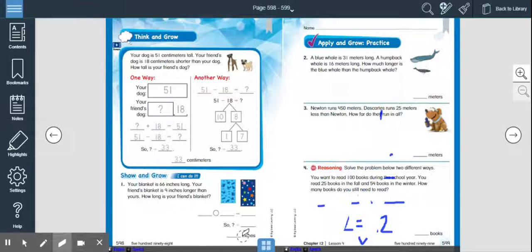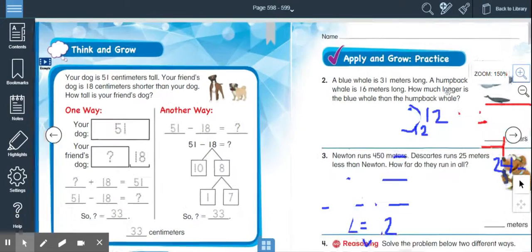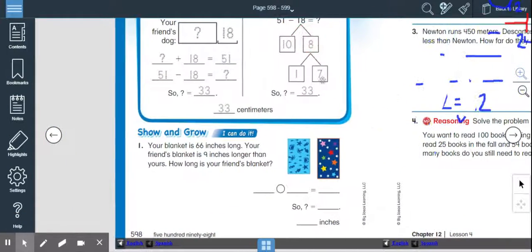Okay, so let's look at the Show and Grow. You can read the Think and Grow. It gives you different ways to solve a problem. But let's look at number 1, the Show and Grow together. Your blanket is 66 inches long. Ooh, we've switched to inches instead of centimeters. Your friend's blanket is 9 inches longer than yours. How long is your friend's blanket?